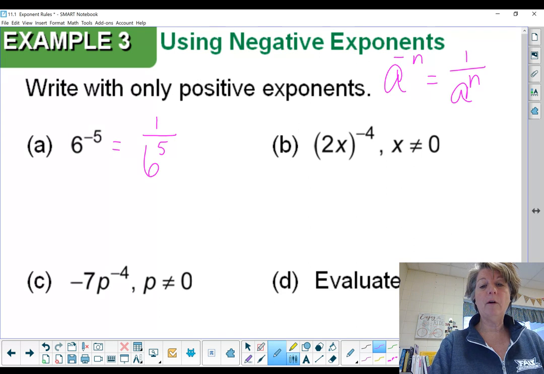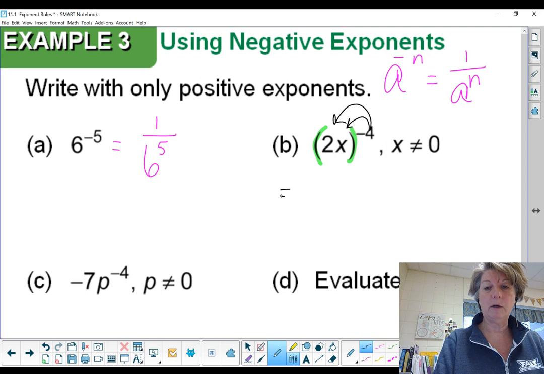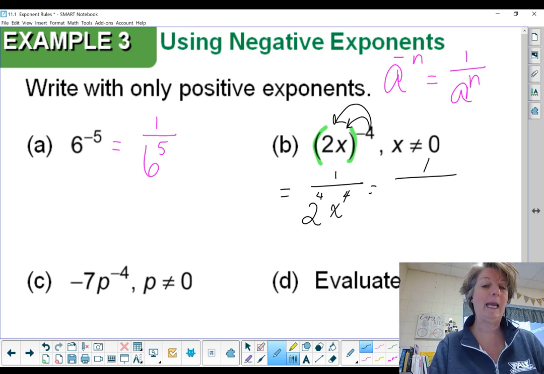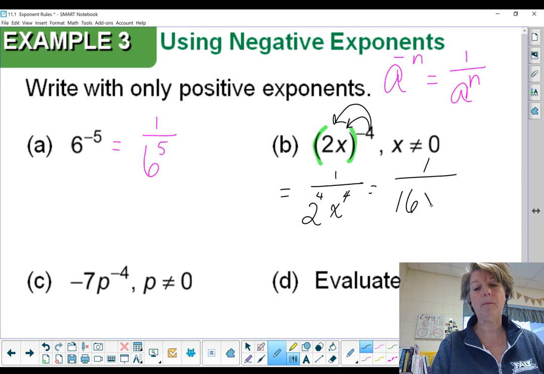For B, notice the parentheses, right? These are the details that good mathematicians notice right away. We have parentheses. That means that I'm going to take my exponent and apply it to both of them. So this will turn out to be 1 over, because of the negative exponent, 2 to the positive fourth, x to the positive fourth. Okay, 2 to the fourth isn't too bad. I can do that one in my head. I know 2 to the third is 8 times another 2 would be 16, x to the fourth.